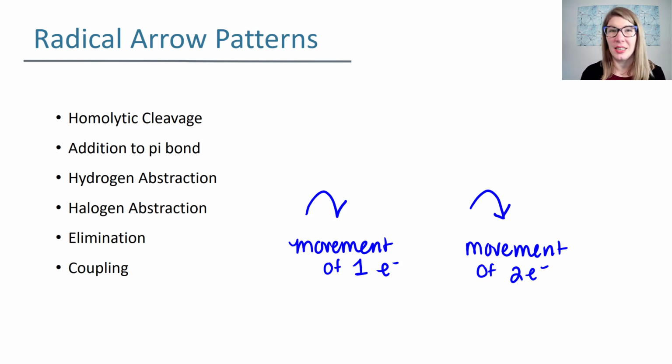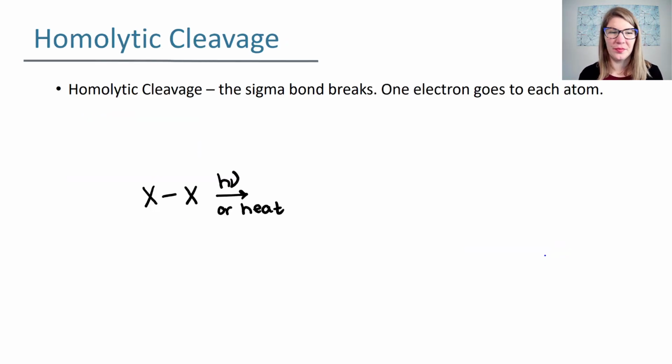Now let's look at these 6 patterns. The first pattern is homolytic bond cleavage. In this pattern, the sigma bond between two entities breaks once you have this exposed to heat or light. The type of bond that breaks when exposed to heat or light is called thermally labile, which means it breaks when it's exposed to heat or light.